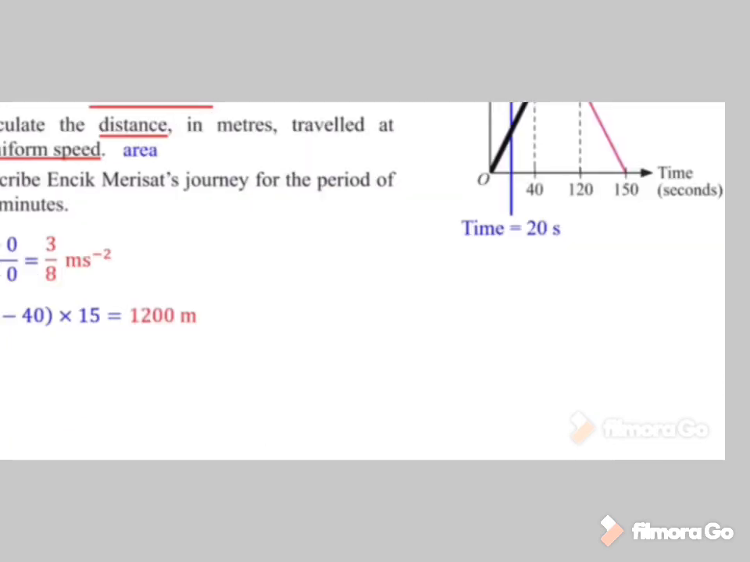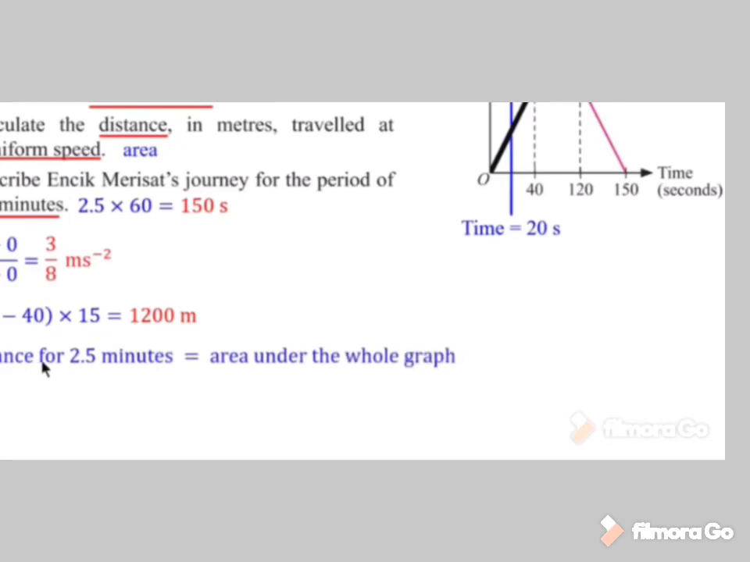Now we will discuss part C. Describe Inje Marisa's journey for the period of 2.5 minutes. When describing a journey, we need the total distance. For 2.5 minutes, we have to convert to seconds: 2.5 times 60 is 150 seconds. So we need to find the area for the whole journey, the area representing distance. When describing the journey, we need the total distance and total time taken. Then we find the average speed for the whole journey and write it in a sentence. Now we want to find the area for the whole diagram.